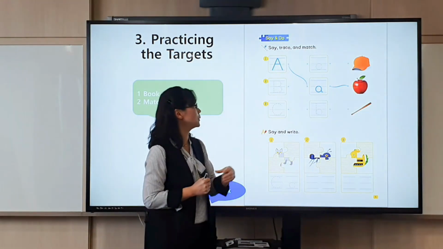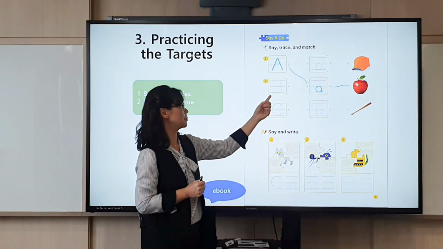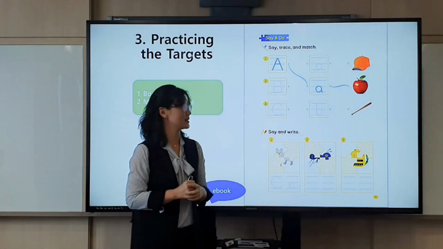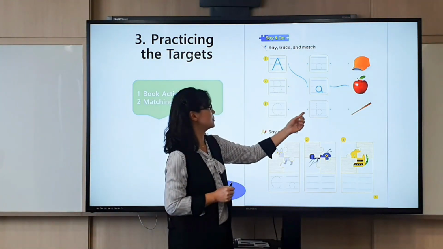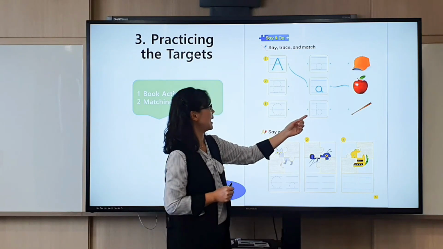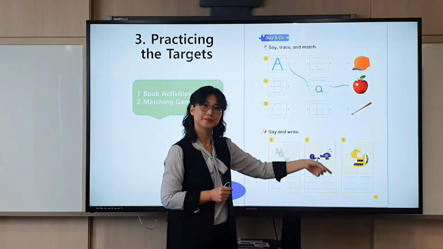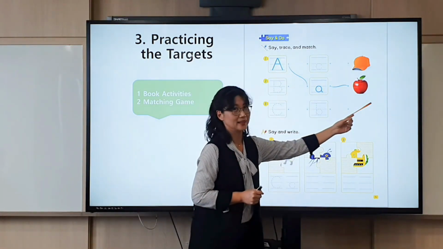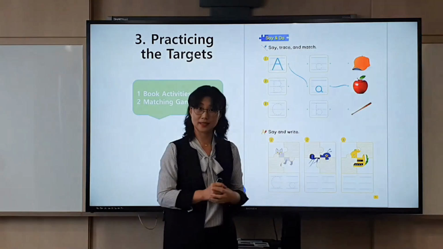So let's do number 2. Number 2, we have B, right? Big B. Can you find the small b? Yes, it's here, right? And then you match. And then b, which one? Yes, bat. So you can draw the line, and then you can also trace.